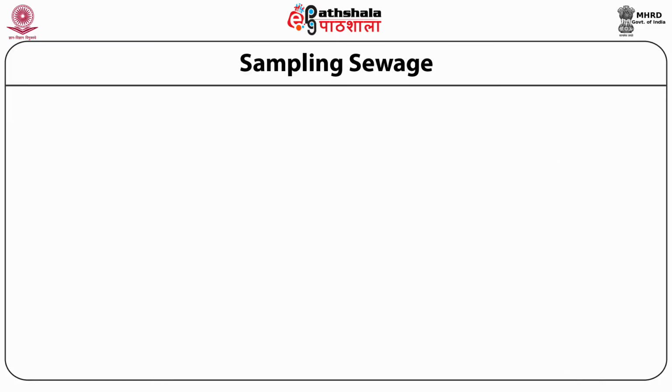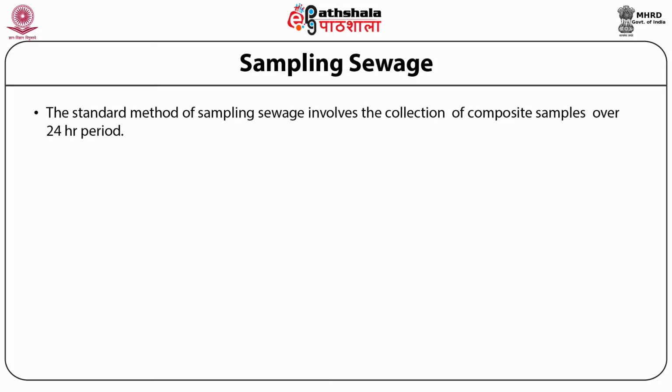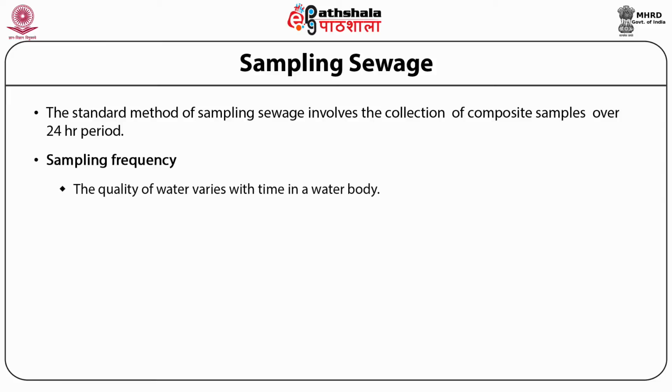Now, we will discuss the sampling of sewage. The standard method of sampling sewage involves the collection of composite samples over a 24-hour period. The sampling frequency is essential because the quality of water in a water body varies with time due to various natural and human-induced factors. The monitoring has to be done in a way that records all the changes in the quality.